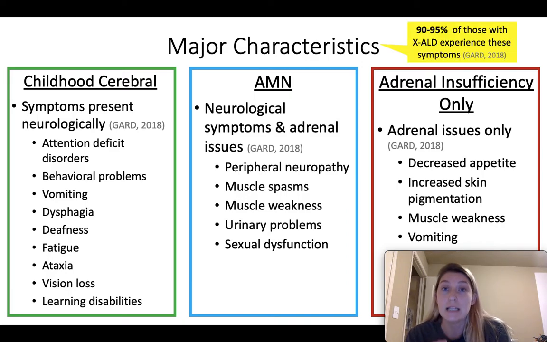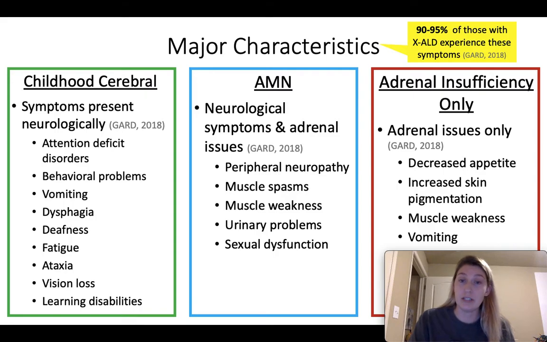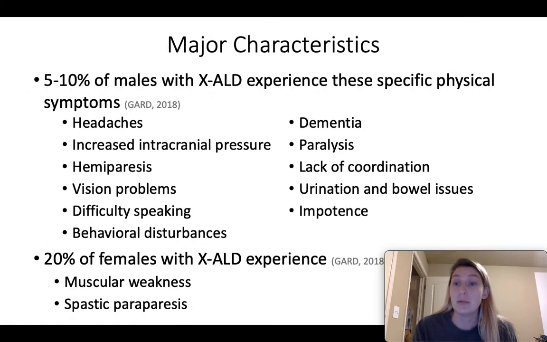Now, 90 to 95% of those with XALD experience these symptoms, but that is not 100%. While 90 to 95% fall into these three groups, there is a small percentage outside of that.